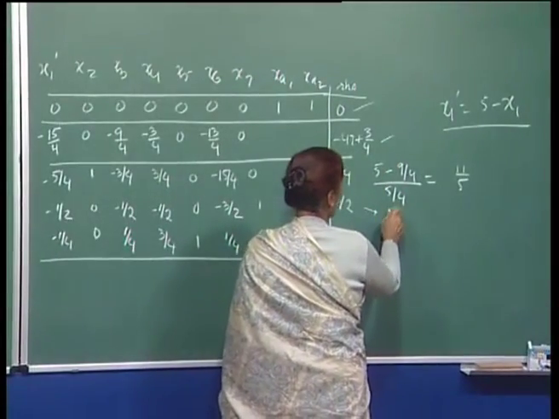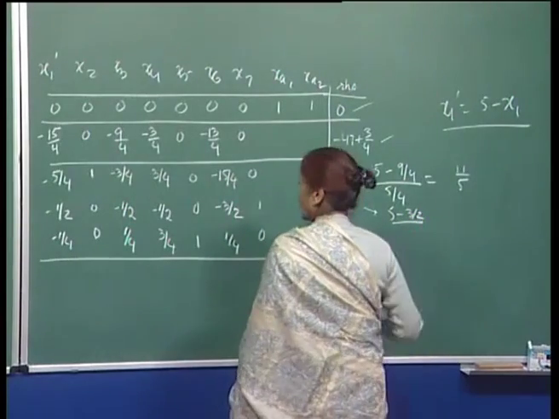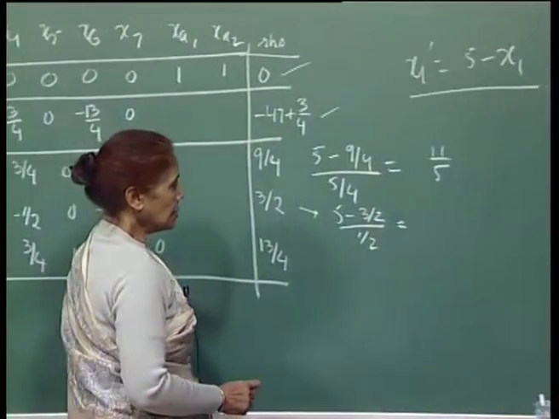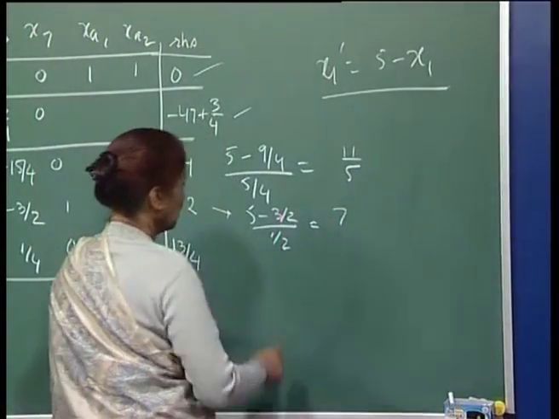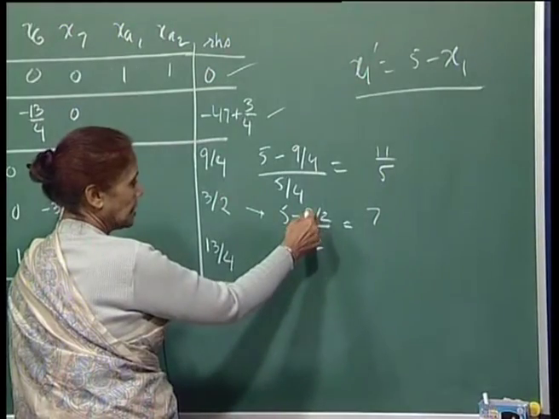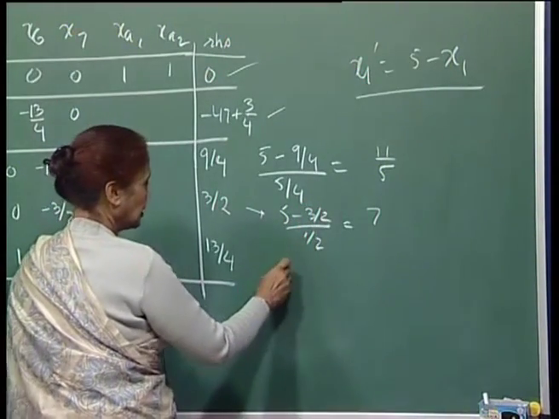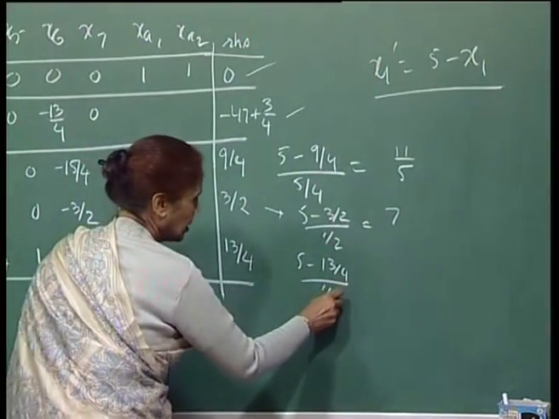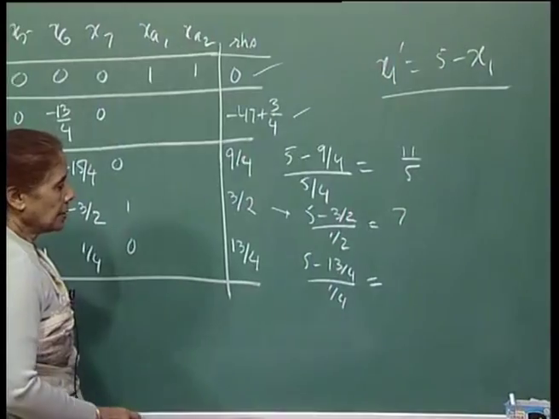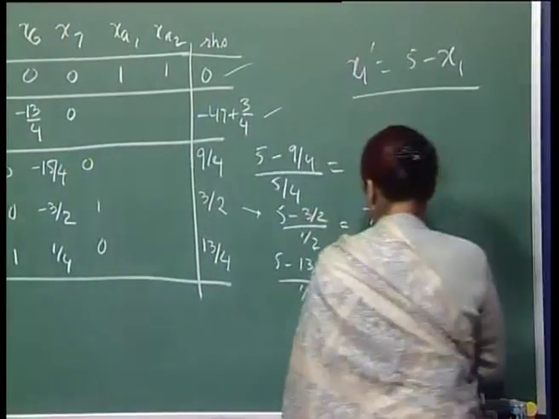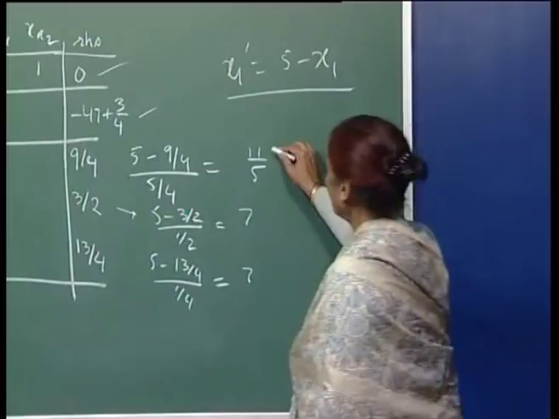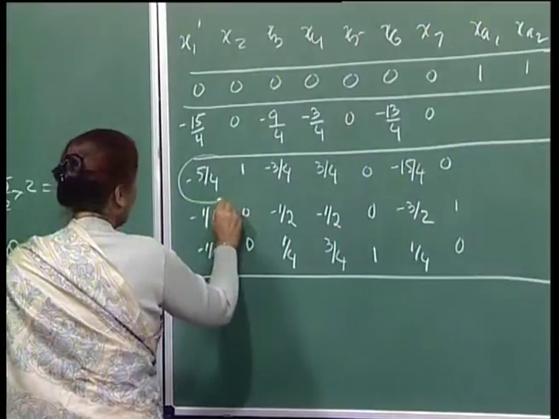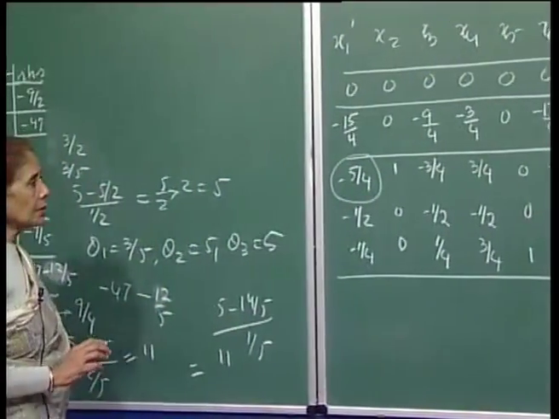Then this would be 5 minus 3 by 2 divided by half, which is 7 by 2 into 2, that is 7. And then 5 minus 13 by 4 divided by 1 by 4, this is 20 minus 13, that is also 7. So, this is the minimum ratio. Therefore, we will pivot on this one, and now you can continue with the simplex algorithm.